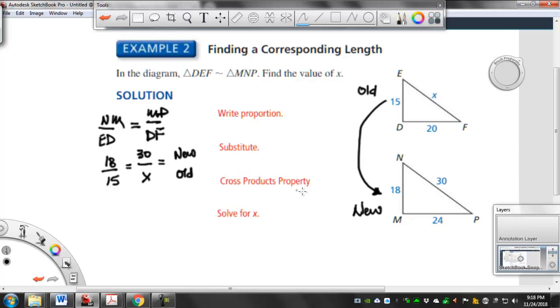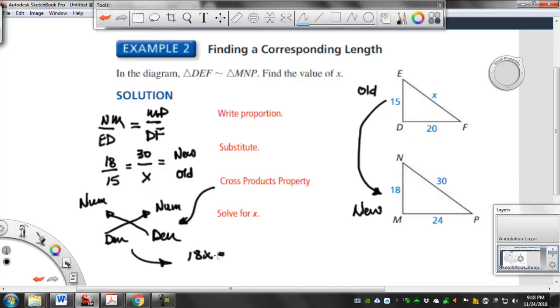Now it says here we're going to take our cross product. So the cross product is the denominator is going to multiply the numerator. So that's what it means by a cross product. So the denominator times the numerator, so X is going to times 18 and 15 is going to times 30. So I'll have 18X equals 15 times 30, I think it would be 450. And then I'm going to divide each side. It says to solve for X.